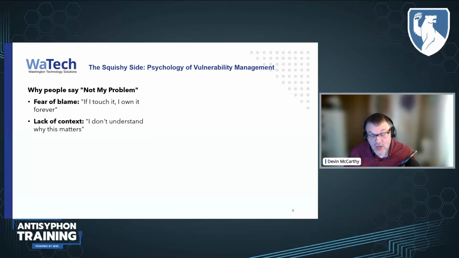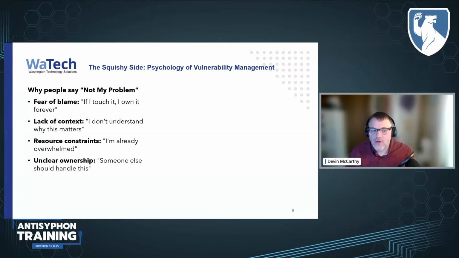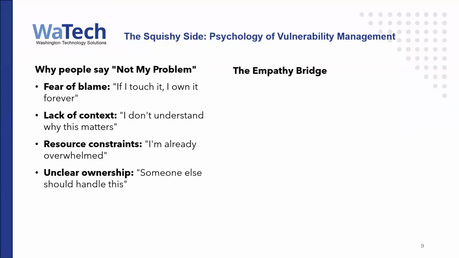They don't have a good context, so they don't understand why it matters. They're already overwhelmed, which a lot of us already are, of course. And there's no real clear ownership. No one knows who should be handling that particular patch or fix. And so one way to get through those is an empathy bridge.